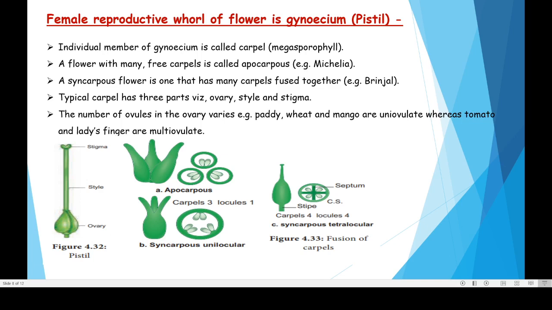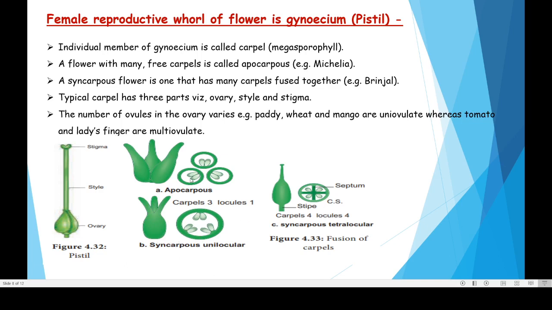Now a flower can have one or more than one carpel. So when a flower has many carpels, like here you can see many carpels are there, and when these carpels are free or separated from each other, the condition is known as apocarpous. And if these pistils are fused together, the condition is known as syncarpous condition.